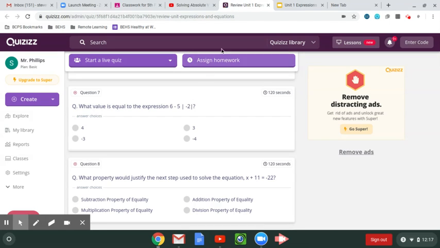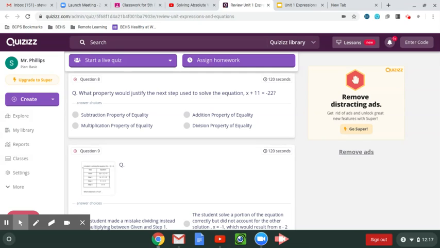So when we got our final answer of negative 4, we go and look for that on our question. That would be our answer. We would work this out: 6 minus 5 times the absolute value of negative 2. The absolute value of negative 2 is 2. Negative 5 times 2 is negative 10. 6 minus 10 is negative 4.